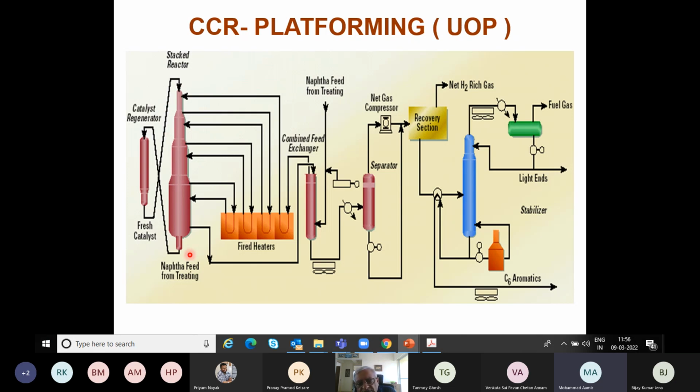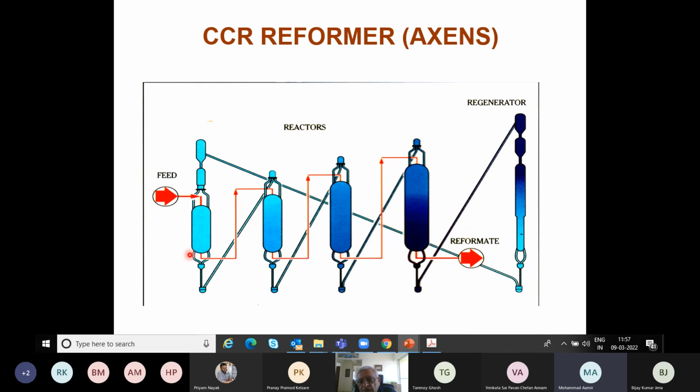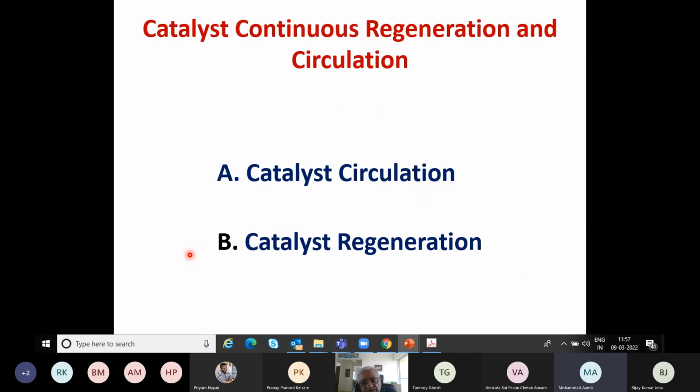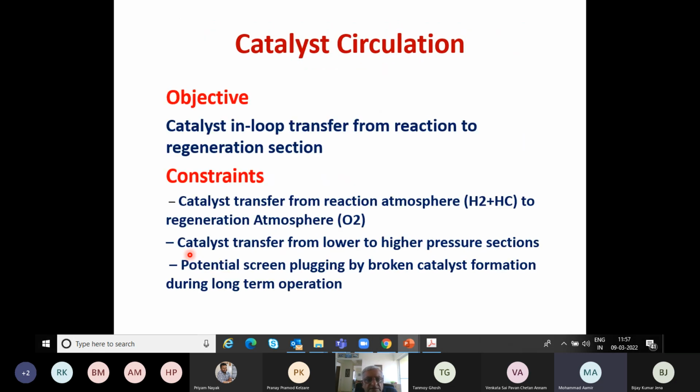After this technology got implemented and commercialized, Axens thought about how they could also commercialize a CCR kind of technology, but stay away from all the patents of UOP and have complete freedom to operate a CCR reformer technology. So they came up with the side-by-side configuration like this. And it opened up a big market for them to convert a semi-regenerative reforming configuration to a CCR kind of configuration. So catalyst circulation is very important. And of course, no CCR reformer is good enough until you have catalyst regeneration as well.